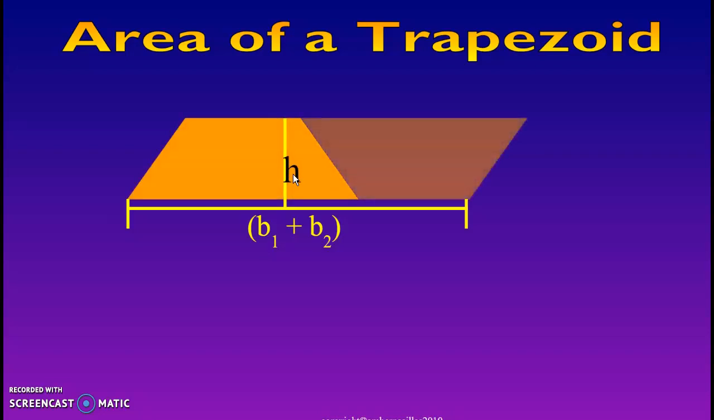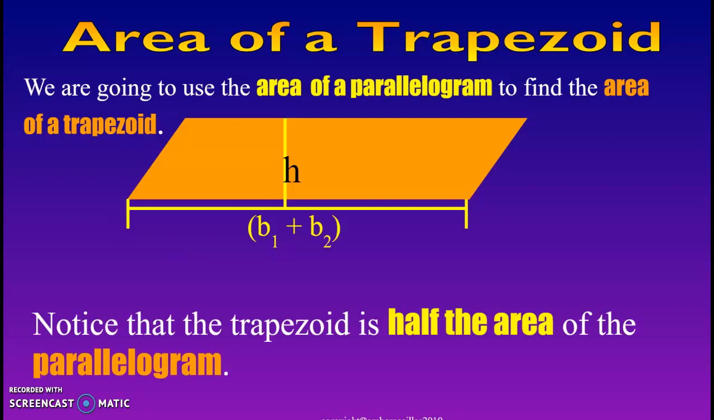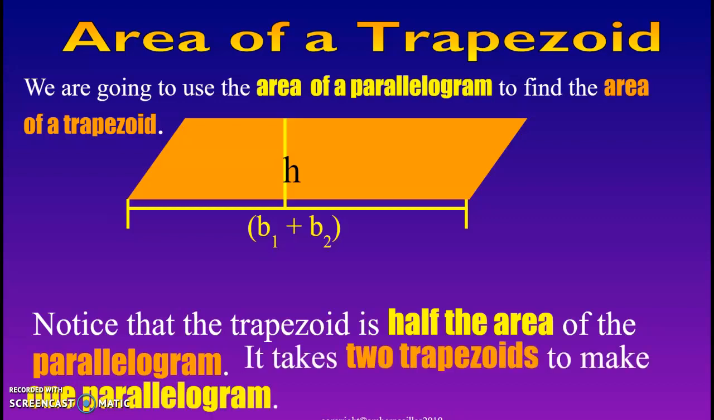So let's talk about how to find the area of a trapezoid. We would actually need information from the parallelogram in order to find area of a trapezoid. We know that a parallelogram has a base and a height. And with that being said, the height of a parallelogram is on the inside. So a trapezoid is going to be considered half of a parallelogram. Therefore, the trapezoid is half the area of the parallelogram. It takes 2 trapezoids to make 1 parallelogram.